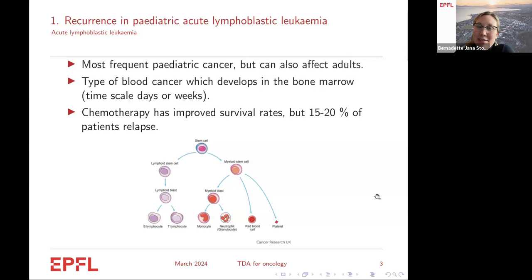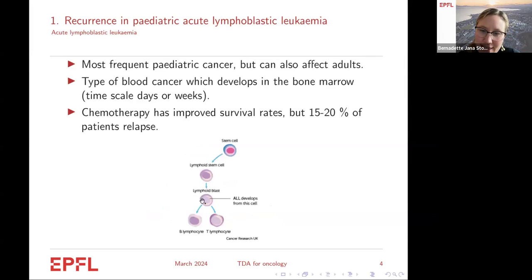Okay, so acute lymphoblastic leukemia is unfortunately the most frequent pediatric cancer. It can also affect adults, but it's mainly children. And it's a type of blood cancer which develops in the bone marrow on the timescale of days and weeks, and it develops from precursor cells to lymphocytes. And the type of leukemia that we're considering here is B cell acute lymphoblastic leukemia, which affects a precursor of B cells and then leads to abnormal production of B cells, which then flood the blood of these patients.